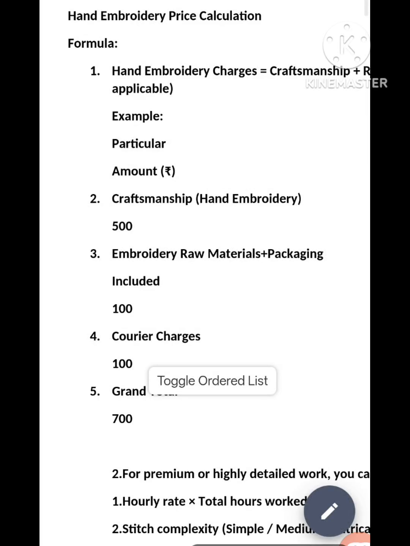Tip number 9, how to calculate the pricing for the customer, plus how to send the courier and how to charge it, is explained through example and formula.